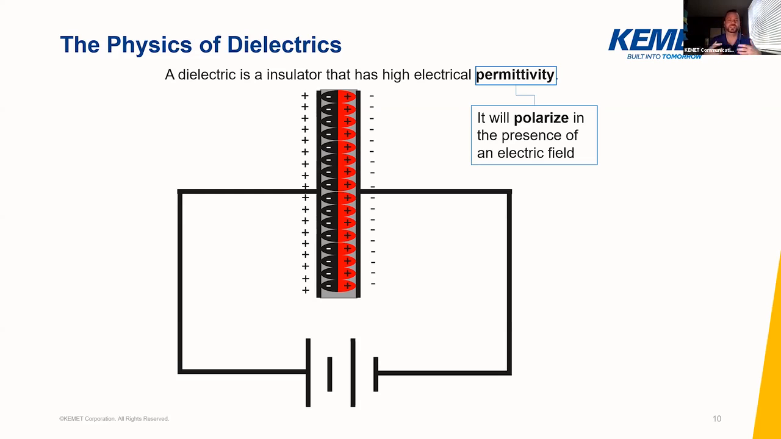And that's where all this capability to store charge comes from: the fact that the internal dielectric material has become polarized. That's a critical component. And as I said, permittivity is a measure of a material's ability to polarize in the presence of an external electric field.